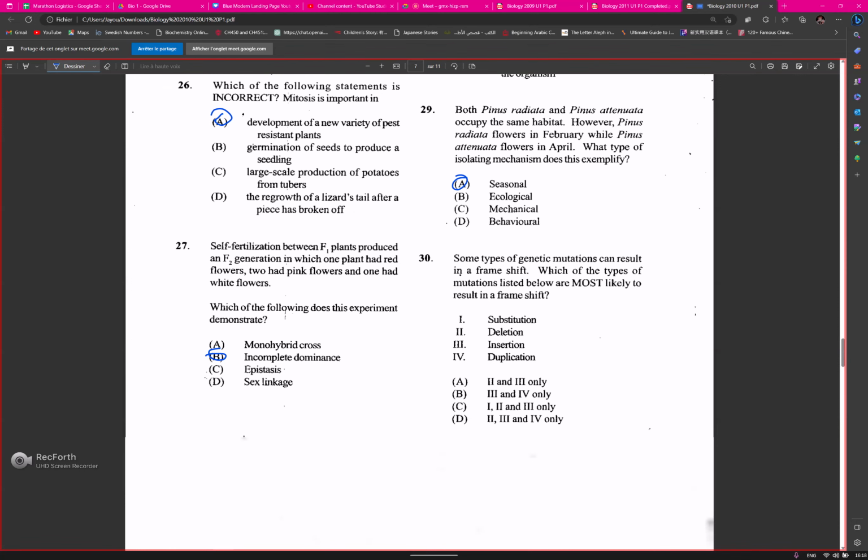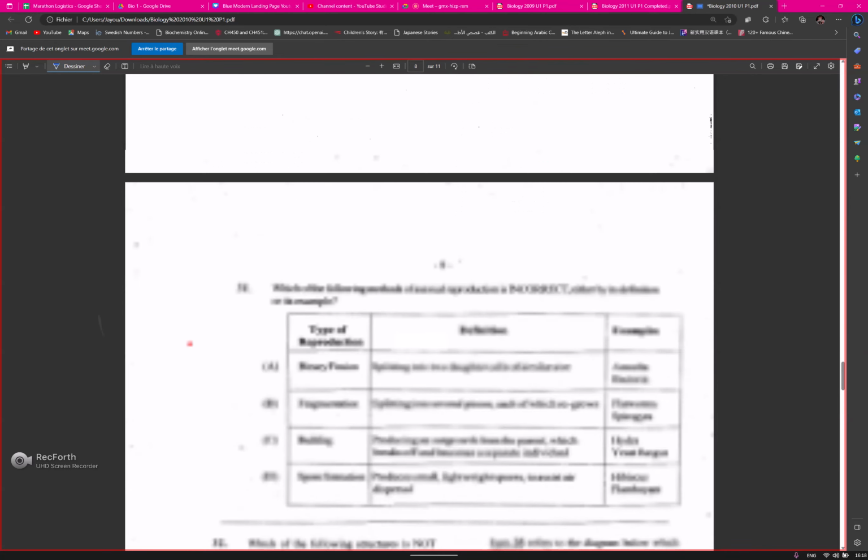Some types of genetic mutations can result in a frameshift mutation. Which ones are likely to result in a frameshift mutation? So we have deletion and we have duplication, probably. 2 and 4. Wait, hold on. And insertion. 1, 3, and 4. Sorry, 2, 3, and 4. Alright. Here we have the same question. You see?